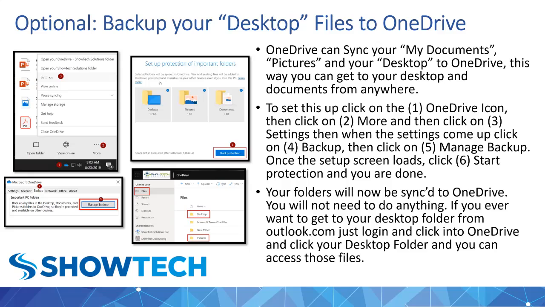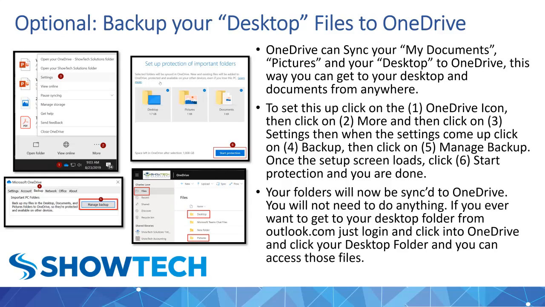Now, in the beginning, I talked to you about backing up your desktop. Nobody backs up your desktop anymore, right? There's software we can definitely sell you for $15, $20 a month to back it up, or we can use OneDrive, which kind of does it for free. It's pretty simple. So you go into the OneDrive icon, you go to More, you go into Settings, and then there's a Backup tab, and then you hit Manage Backup.